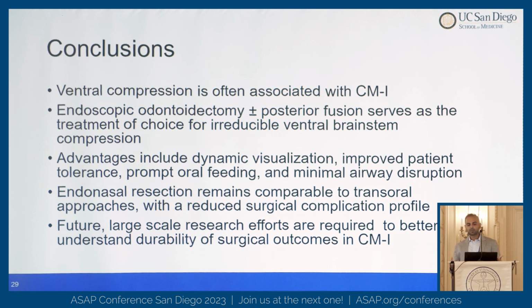And at least per some of the systematic review data, endonasal approaches at least appear to be comparable to transoral approaches, not only when it comes to neurologic outcomes, but maybe even arguably a reduced complication profile. And certainly, further and additional research needs to be done, hopefully in an ideally multi-institutional fashion, to really look at the durability of surgical outcomes beyond 3, 5, 10 years for our Chiari patients.